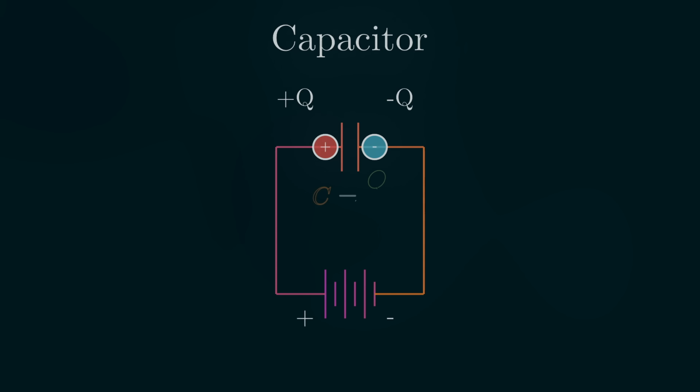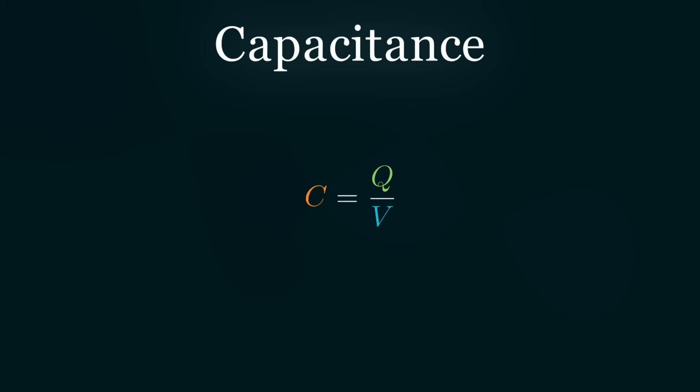the capacitor will eventually reach equilibrium when it has a voltage across the plates that's directly opposing the voltage created by the battery. The quantity we use to measure capacitors is the capacitance, C, which is equal to how much charge, Q, you get on the plates when you apply some voltage, V.